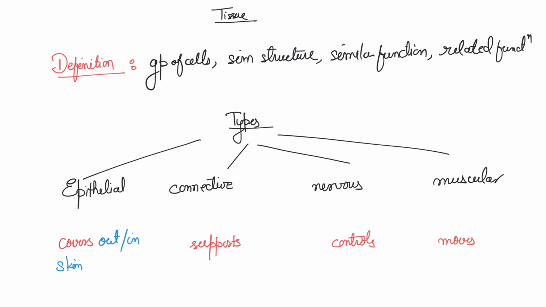The next is connective. Connective tissues support your body, so your ligaments, tendons, even your blood is connective tissue. So remember that these are only very generalized descriptions. Nervous tissue controls, so your brain is largely made up of nervous tissue. It thinks about what you're seeing right now, what you're hearing, and makes sense of all of that. Muscular tissue, on the other hand, moves.